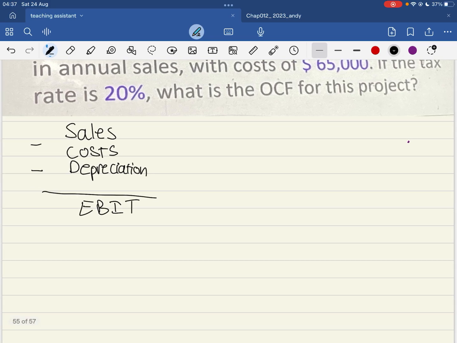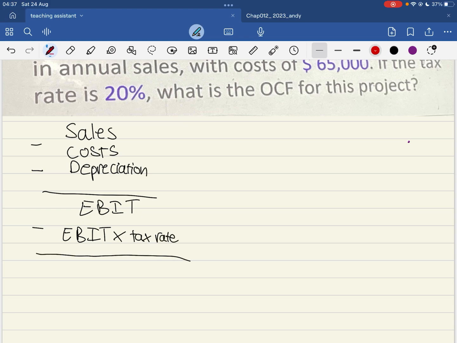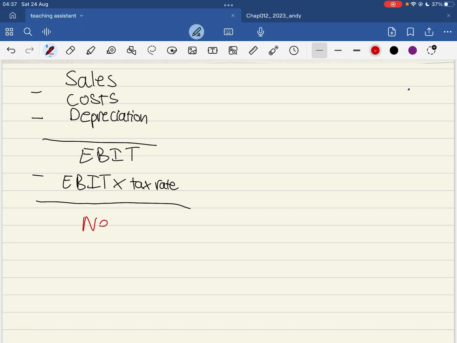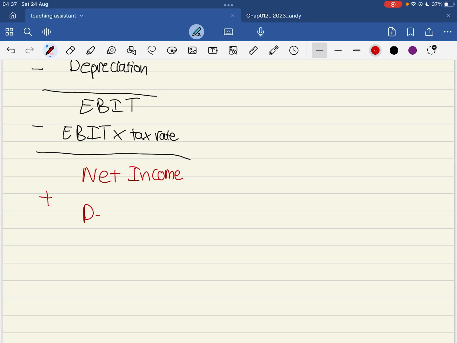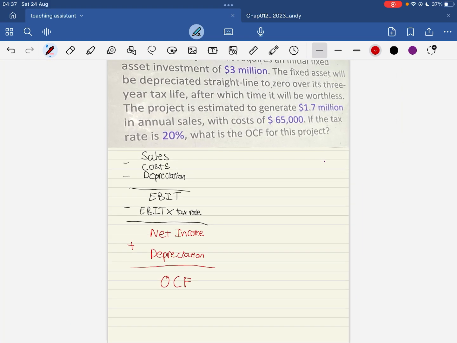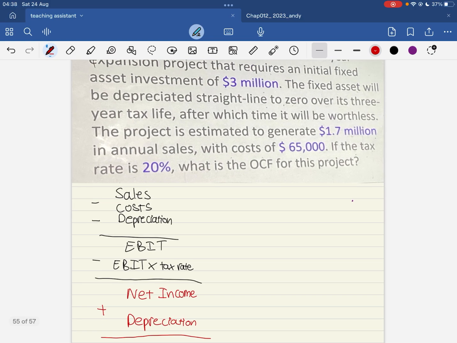which is going to give us the EBIT. And then we minus the EBIT times the tax rate, which will give us the net income. Finally, taking the net income plus the depreciation, and it's gonna give us the final answer of the operating cash flow. So here's the step-by-step in order for us to achieve this exercise. So now let's find the number.